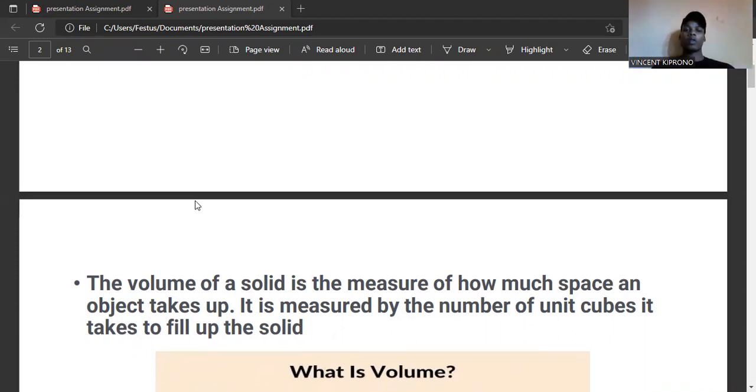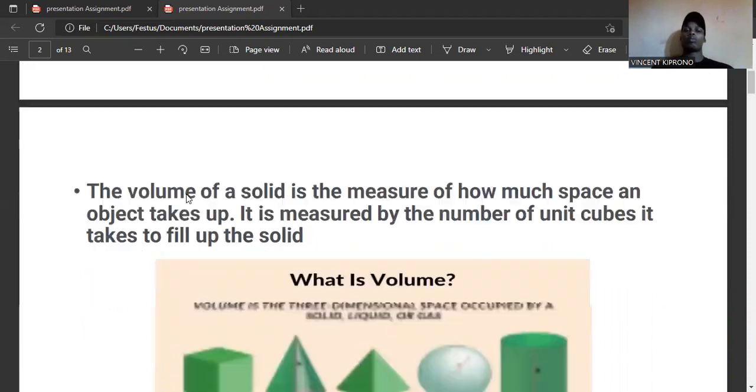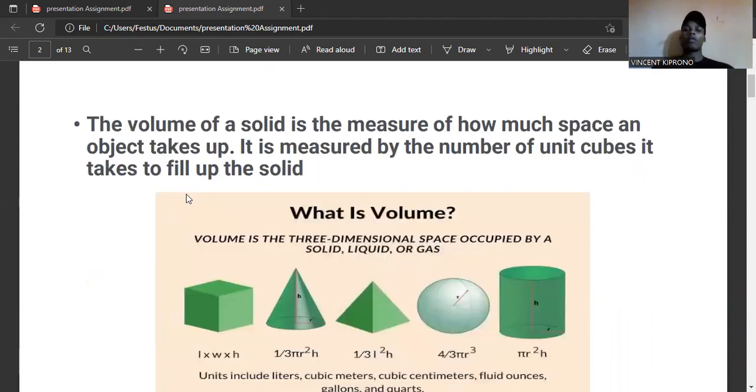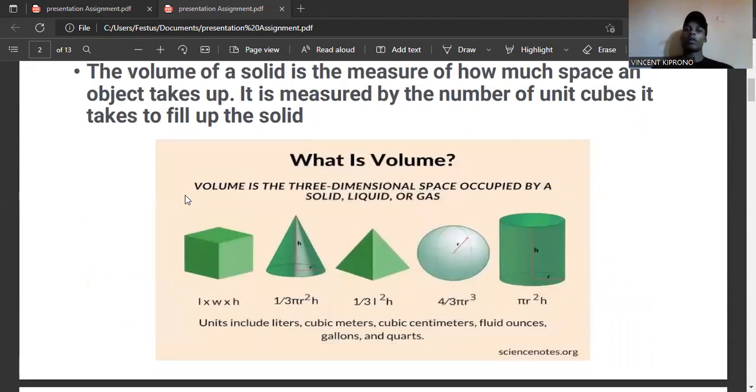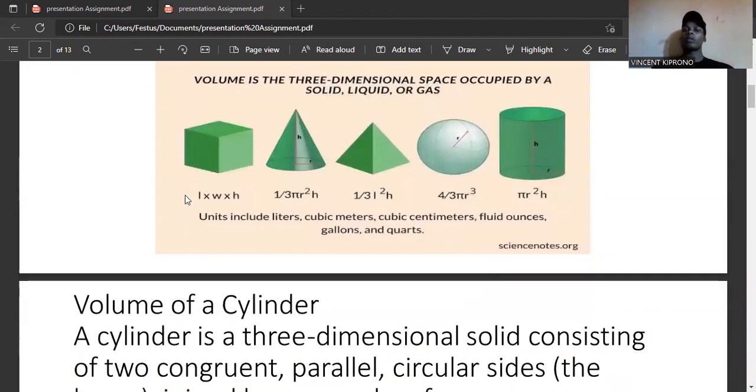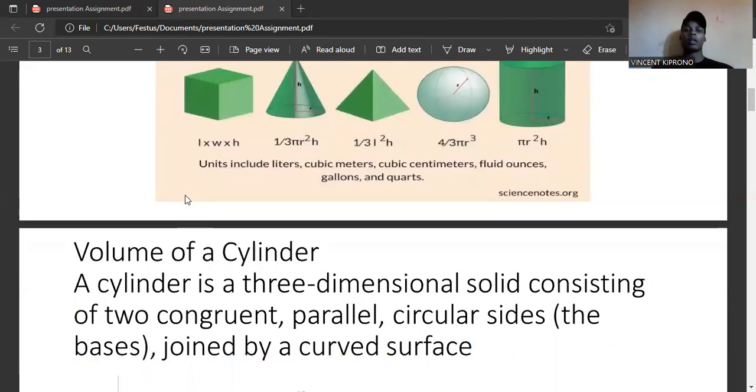Okay, volume of a solid is the measurement of how much space an object takes up. It is measured by the number of unit cubes it takes to fill up the solid. That's for volume. Okay, we have different types of volume. We have a cube, we have a sphere, we have a cylinder, and we have a prism. So we shall start with the volume of a cylinder.